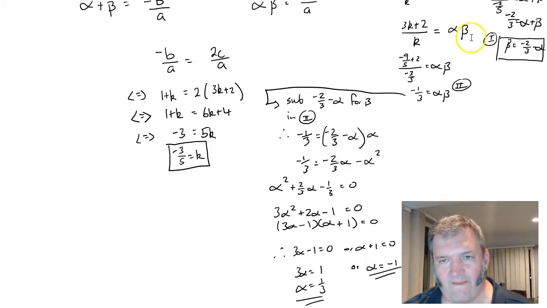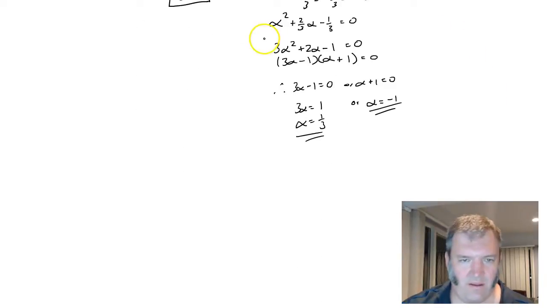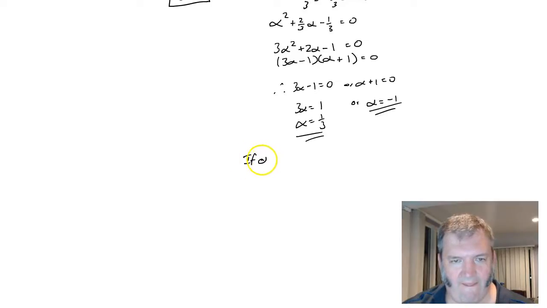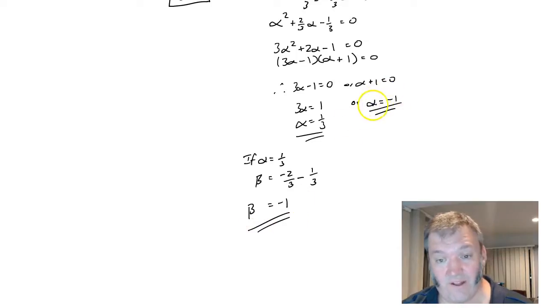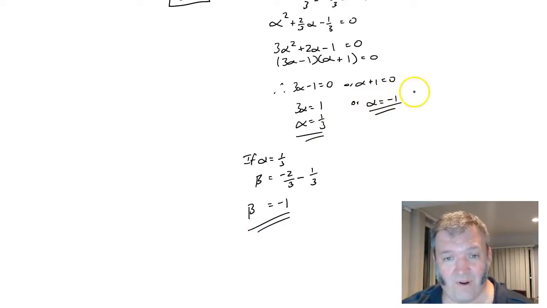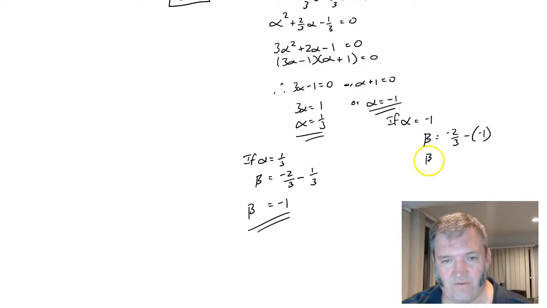Recalling that beta equals negative 2/3 minus alpha, if alpha equals 1/3, beta is going to equal negative 2/3 minus 1/3, which is of course negative 1. And not surprisingly, that equals the other value of alpha because it's arbitrary which one I call alpha and beta. And when I do this, here, if alpha equals negative 1, beta is going to be negative 2/3 minus negative 1, which is of course equal to 1/3.